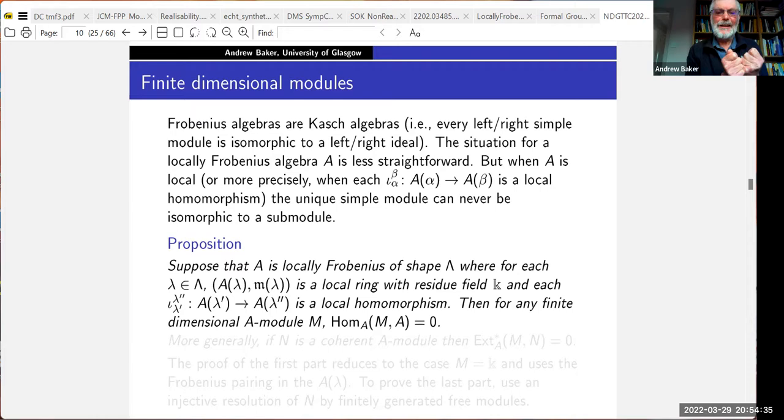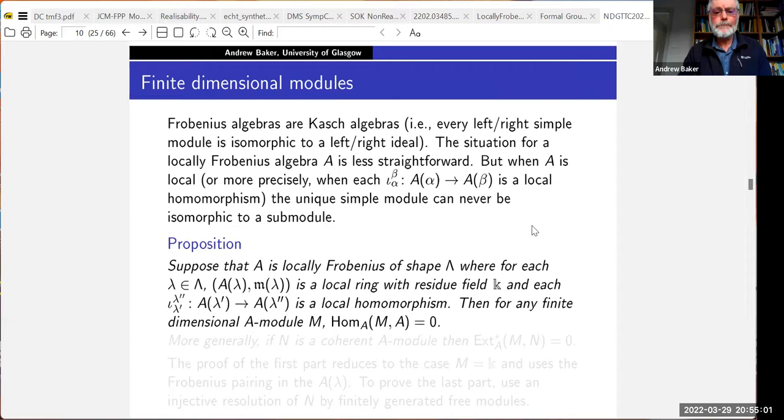But now, of course, if you don't insist on the local condition, it's much harder to see, for example, which simple modules might be contained in A, what sort of simple modules there are. There may be some that are infinite dimensional. So it's much harder to see in a general sense what's going on with that question.